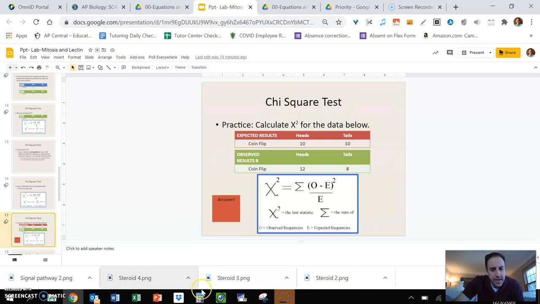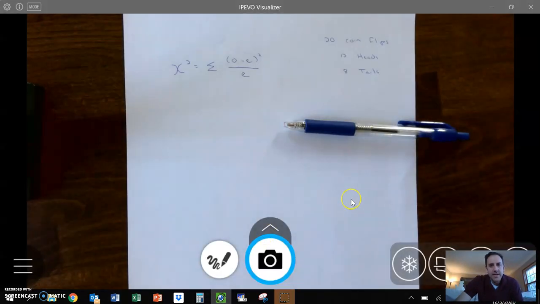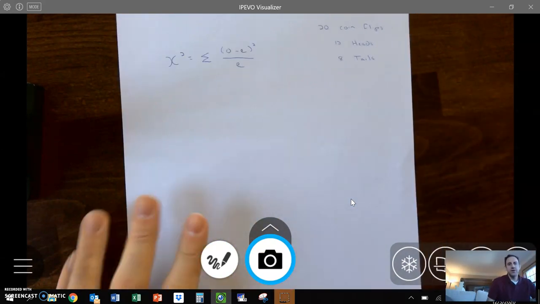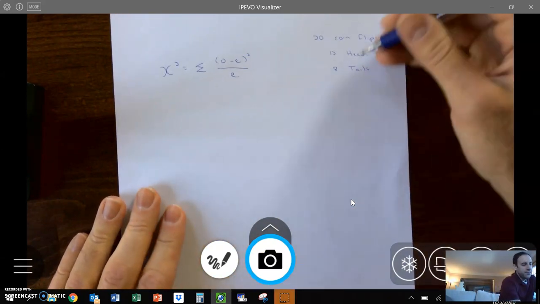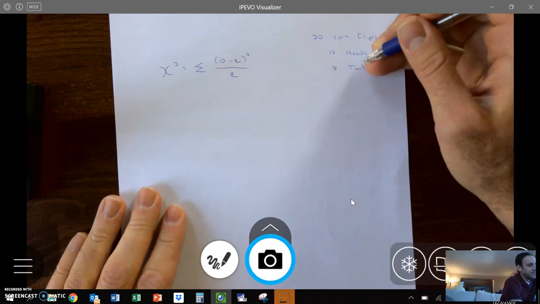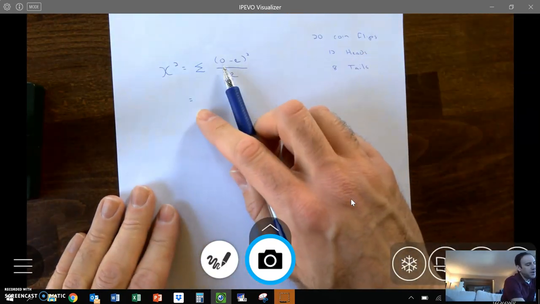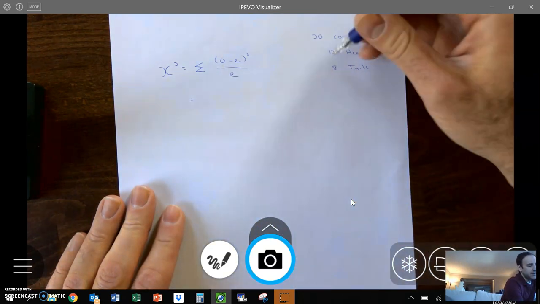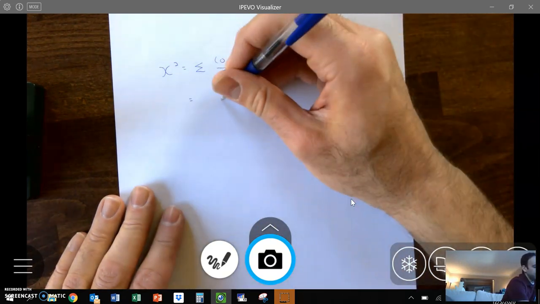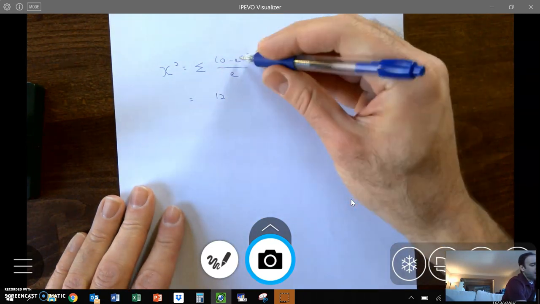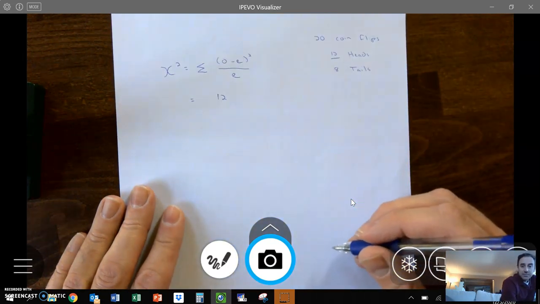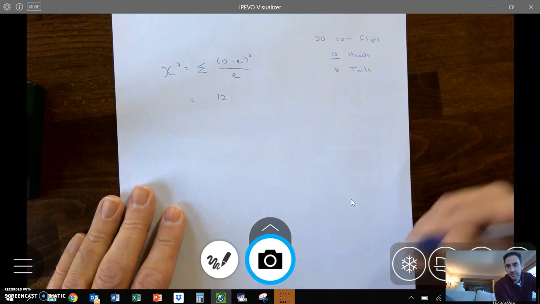So let's switch to the dot cam. Look at this fancy stuff, and oh my gosh, look at that. The formula is all ready for us. So if we have 12 heads, 8 tails, since we're taking the sum, we would start to plug in numbers. Our first observed number is 12, right? We observed 12 heads. Our expected number is 10, because if there's 20 flips, we expect 10 heads, 10 tails.